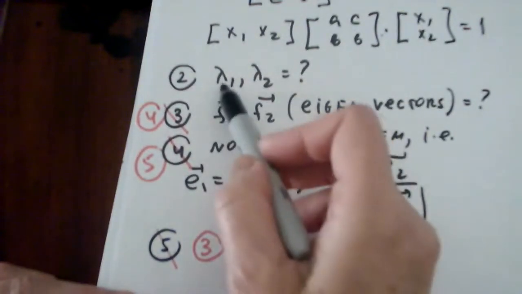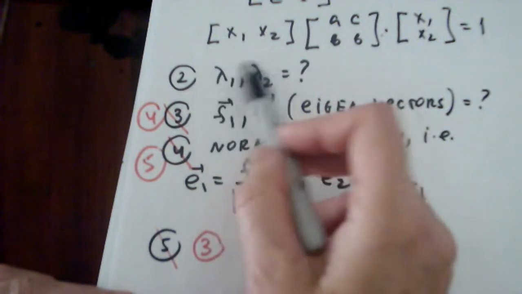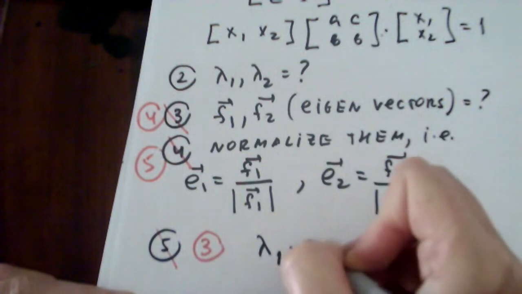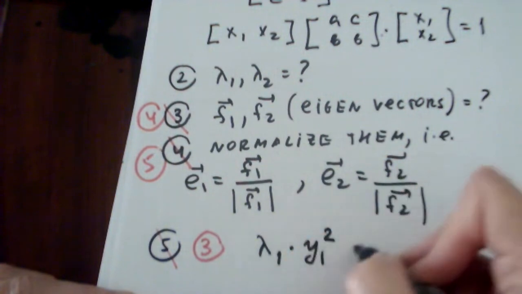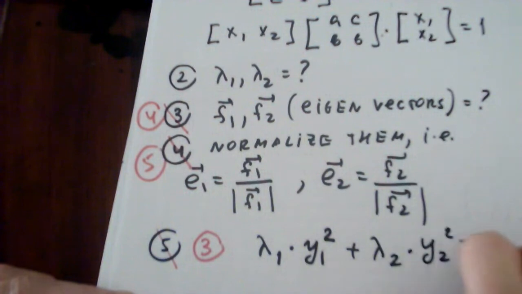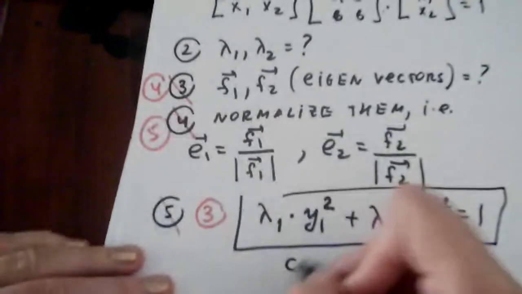So step 3 comes after step 2, of course. It turns out that canonical form looks like this: lambda 1 times y1 squared plus lambda 2 times y2 squared is equal to 1. So this is the canonical form of our equation.